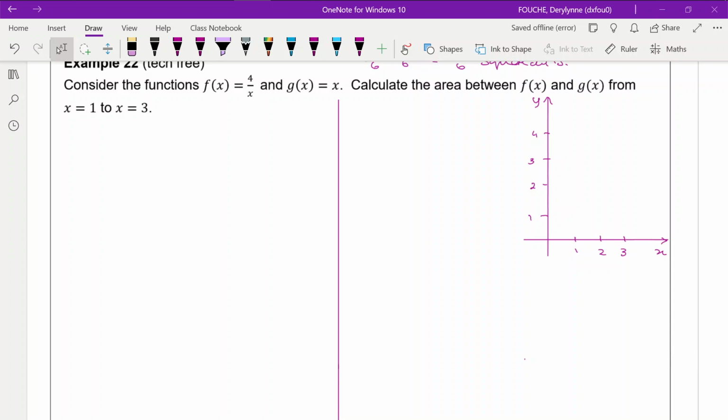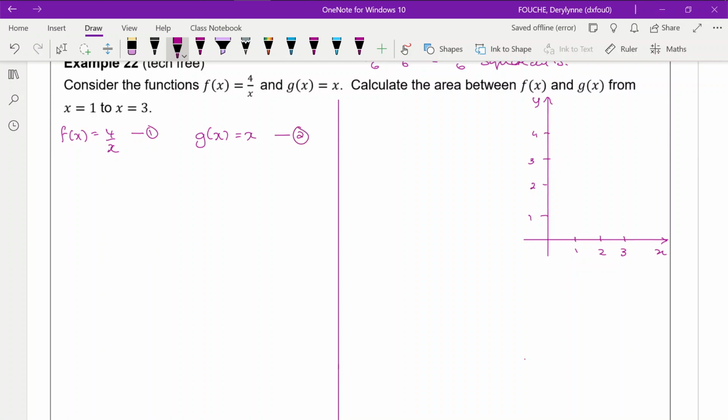So the best plot then is to work with your two different functions separately, because I know that I can sketch 4 over x, that's a hyperbola, and I know I can sketch y equals x, that's just a straight line. So I've got f of x is 4 over x, and that's my equation 1, and g of x is my equation 2.